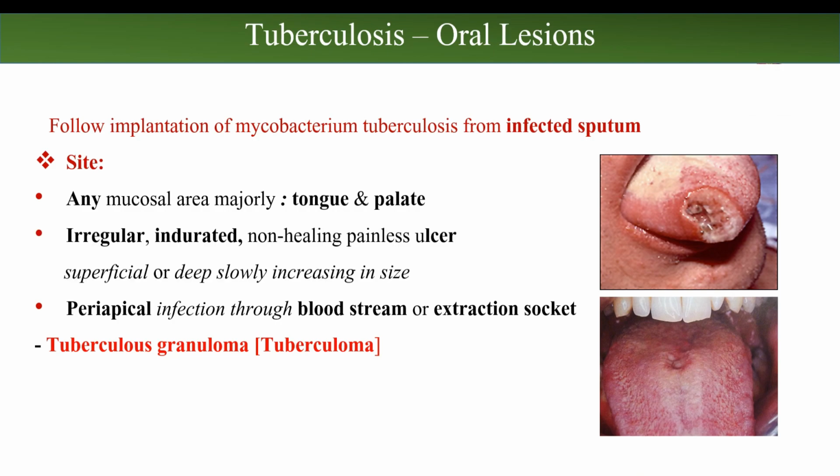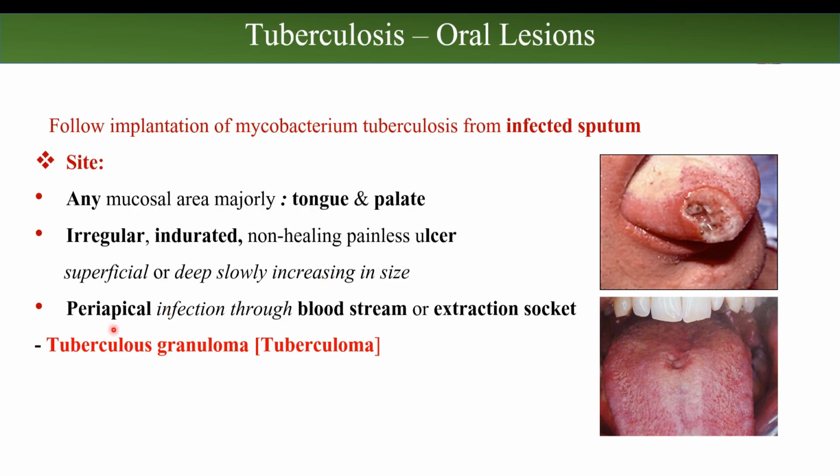And the characteristic ulcer is irregular, indurated, meaning very hard, non-healing. Usually the healing period for any ulcer is 2 weeks or 14 days. If it does not heal beyond that, then you have to go and get it checked by the doctor. And if the patient has come to you saying that for 2 weeks the ulcer has not healed, then you will have to send it for a biopsy.